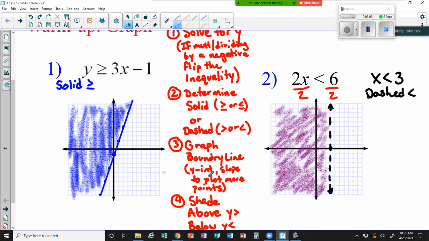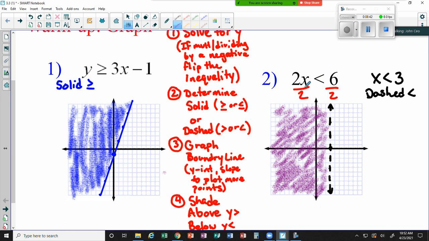Then for shading, this is y is greater than or equal to. So I put my pencil on the line and I said, okay, if it's greater than, all the y values that are greater than something are above it. So all the y values that are greater than this line are above it. I shaded that. The only time you think left or right is when we're talking about strictly x. Either do above or below when you have x and y, or just y.